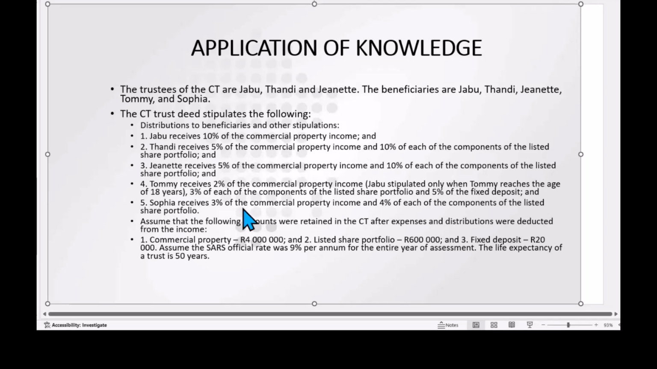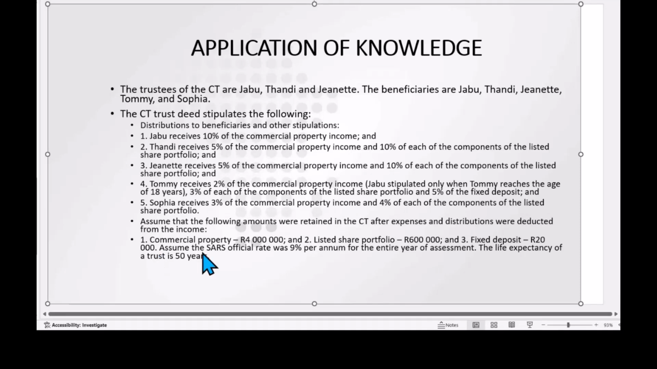And Sophia receives 3% of the commercial property income and 4% of each of the components of the listed share portfolio. Then they tell us, assume the following amounts were retained in the CT after expenses and distributions were deducted from income. Firstly, the commercial property, 4 million rand, and then the listed share portfolio of 600,000 rand. Number three, fixed deposit, 20,000 rand.